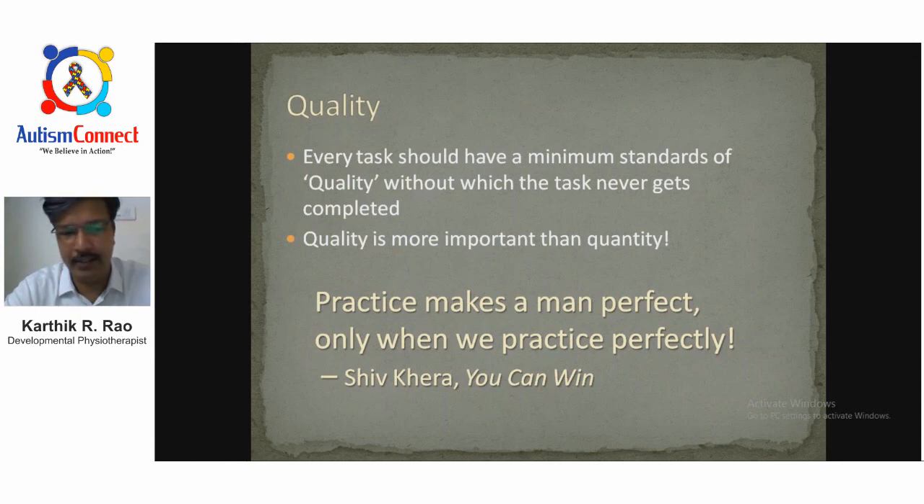You might erase it and ask him to write again, or you may just cross it and tell him to write again. As Shiv Khera put it in the book You Can Win, practice makes a man perfect only when we practice perfectly. With imperfect practice, even if you practice 100 times, you are not going to learn how to do it the right way.